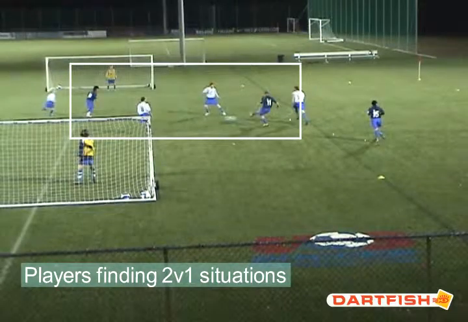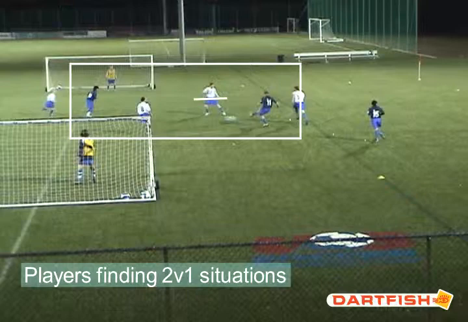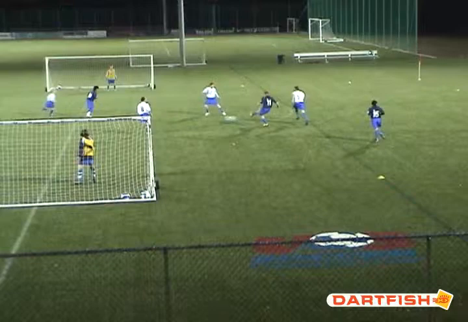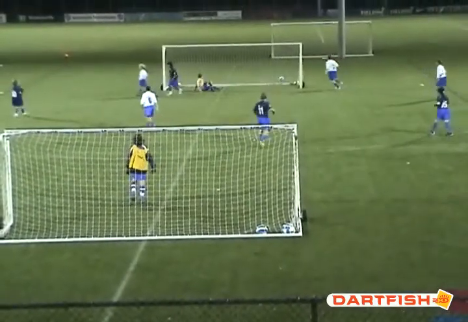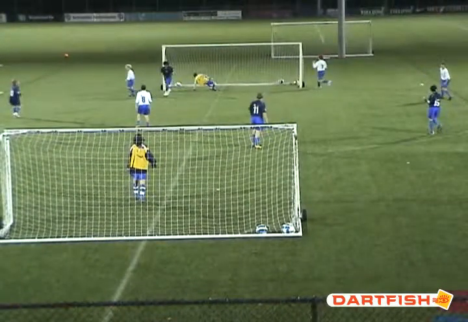Again, another one where they have isolated this one defender, and since they have an attacker running into good space, they just quickly play behind the defender and again attack to goal. Players effectively found the 2 versus 1 and played quickly and kept the advantage throughout.